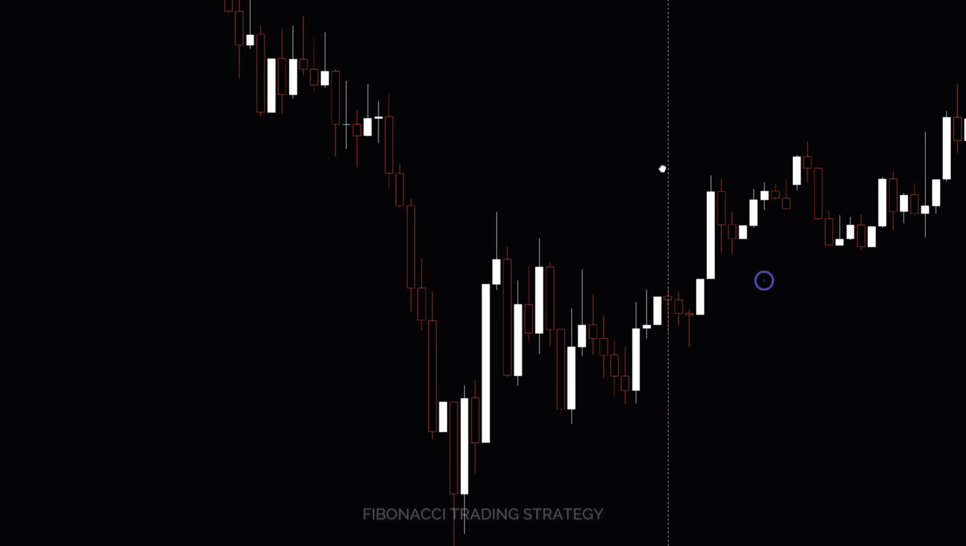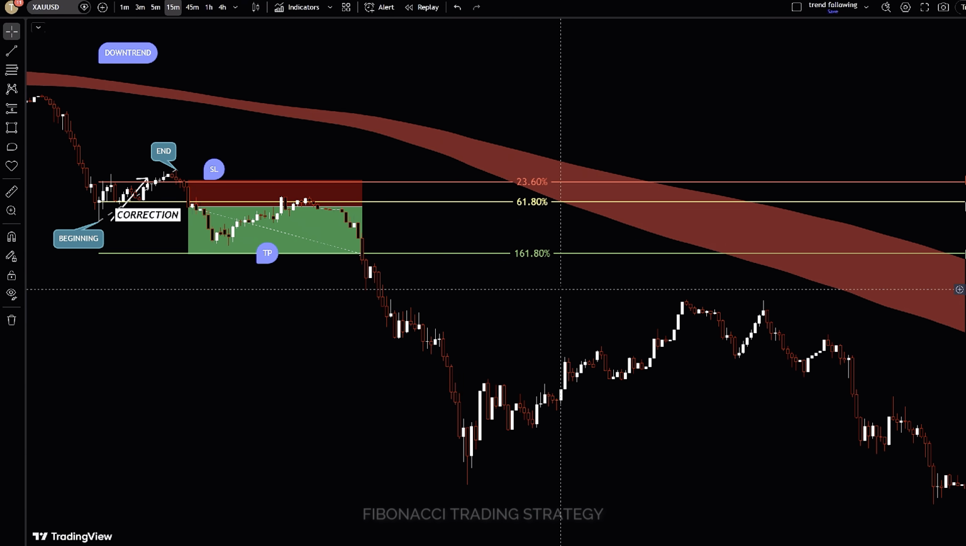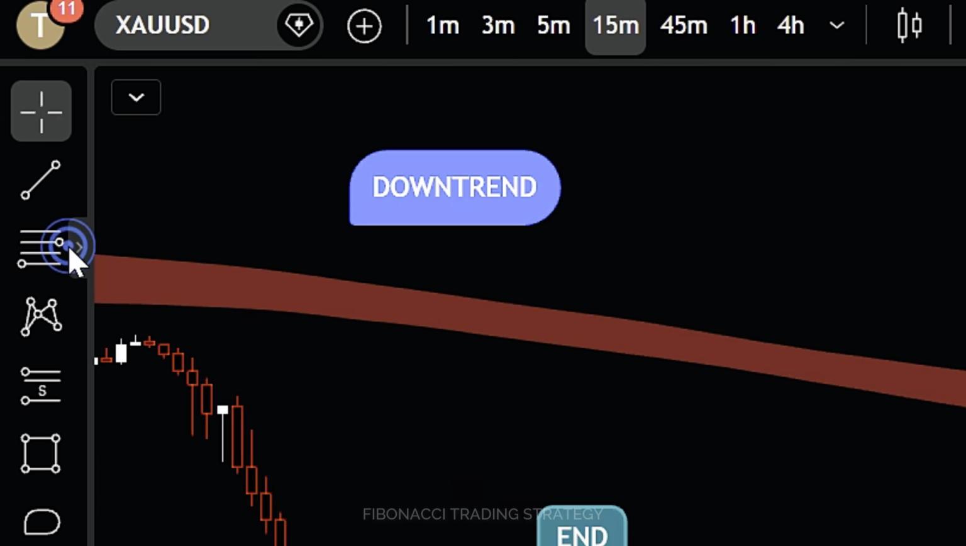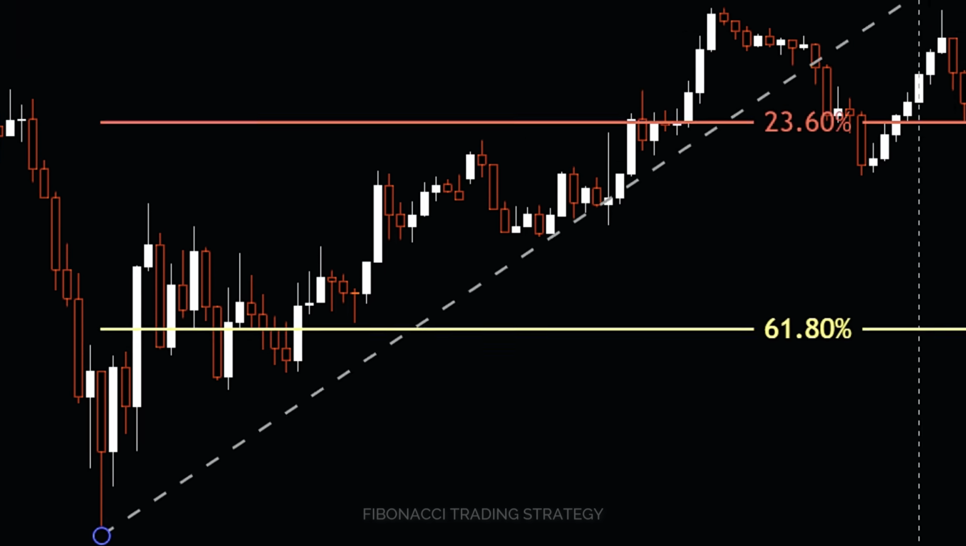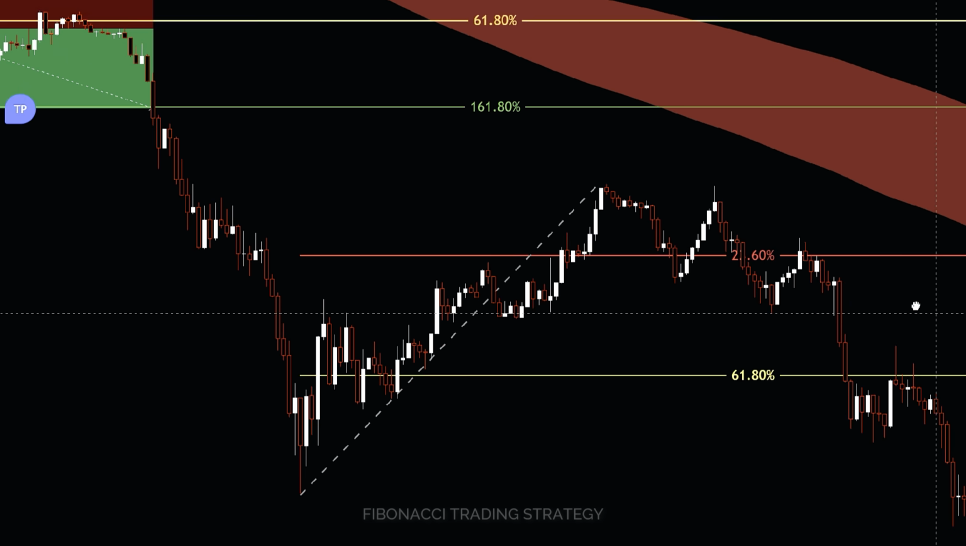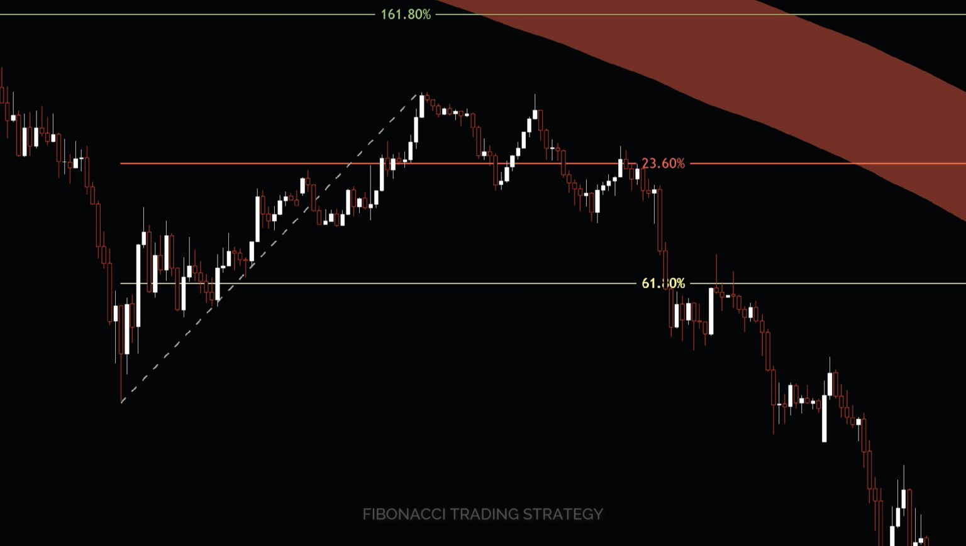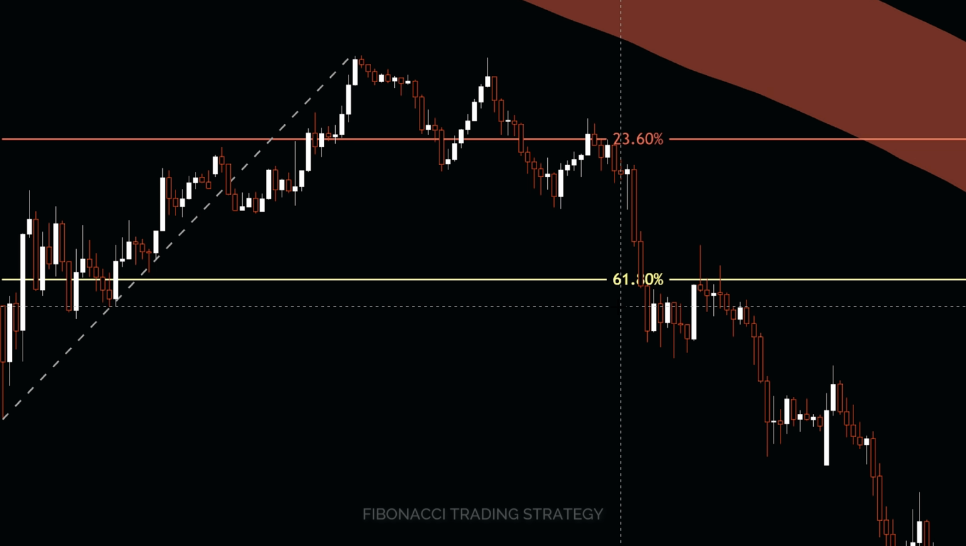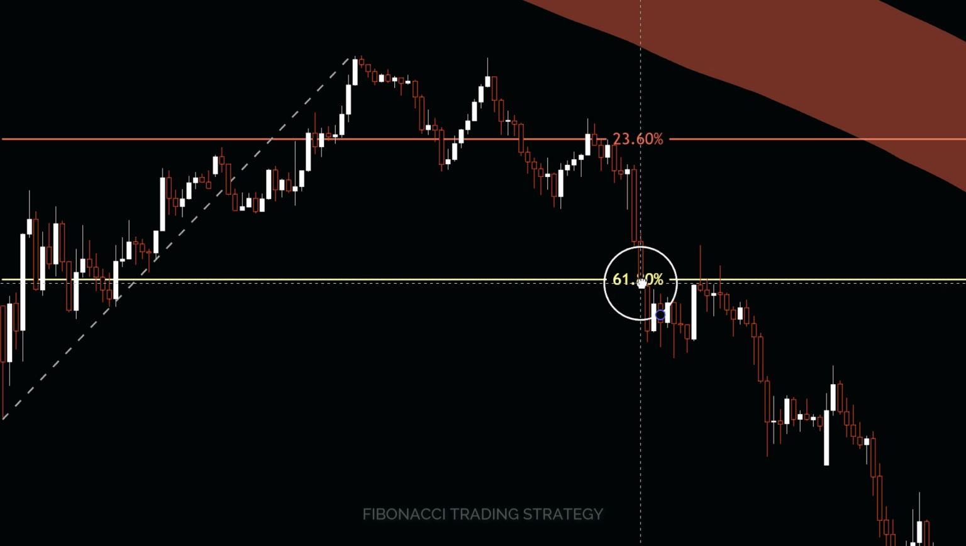Let's look at another gold example. Again, price is trading below the cloud. Again, we identify a correction wave moving back toward the moving averages. Again, we draw Fibonacci from the beginning of the correction to the end of the correction, and then we wait. Waiting may sound boring, but it's actually where most of the edge comes from.